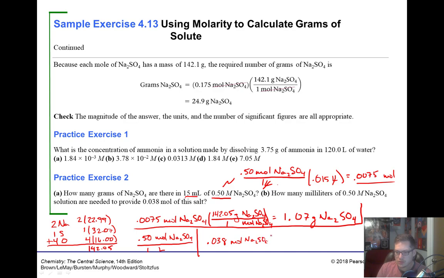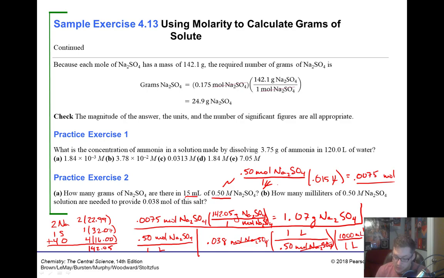And then notice that if we set up our dimensional analysis here, we can use this molarity, we can flip it upside down. We can put 0.50 moles of Na2SO4 on the bottom, and look, now these units will cancel, right? And the ratio from that to liters is just 1 liter. And then notice that it asks for milliliters, so we can go from liters to milliliters just by multiplying by 1,000. For every 1 liter, we get 1,000 milliliters.